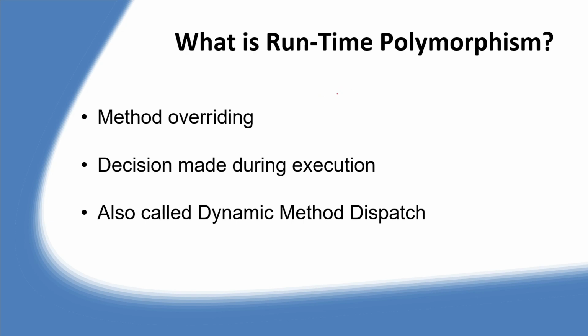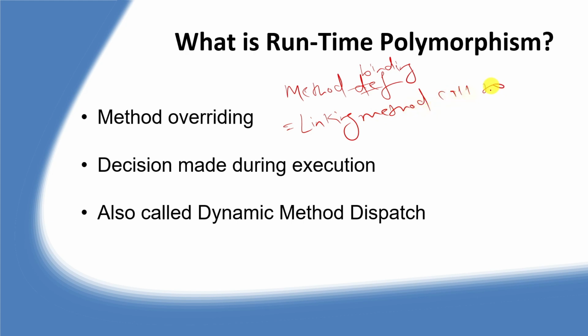I will give you some examples so that you will have a better understanding. So for runtime polymorphism, first of all we'll revisit the definitions. What do we mean by method binding? First of all, what do you mean by method? Oh, sorry, binding. Method binding means linking method call to method definition.